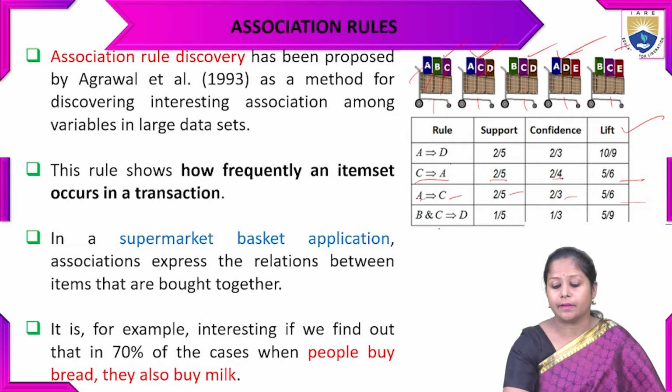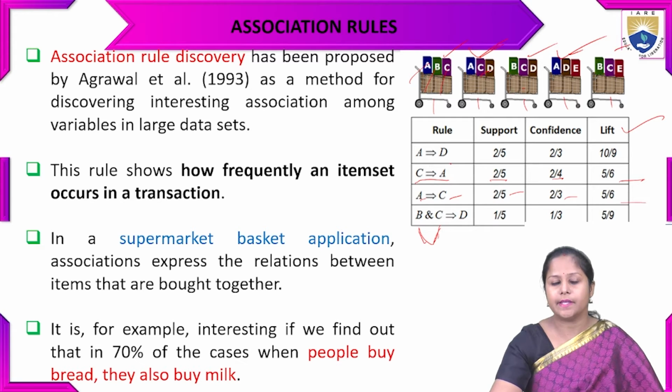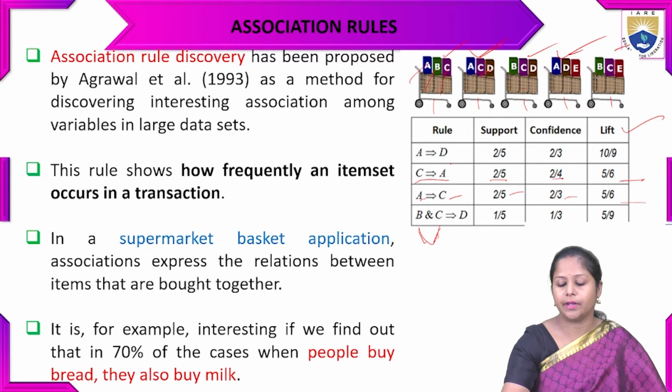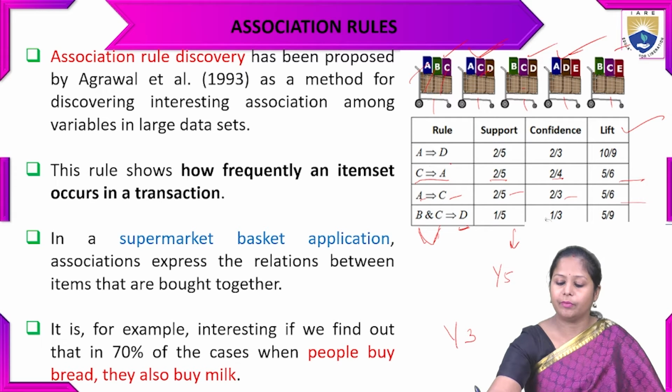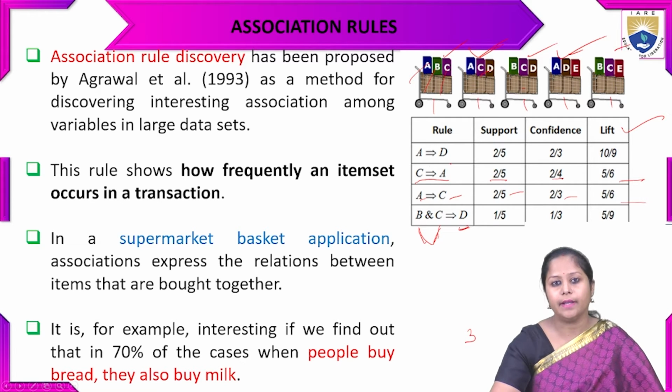If B and C, here the difference is that we are taking 2 items together. If B and C are occurring together, depending on D, the support will be 1 by 5, the confidence will be 1 by 3, and the lift will be 5 by 9.